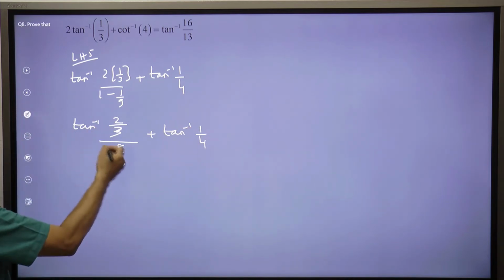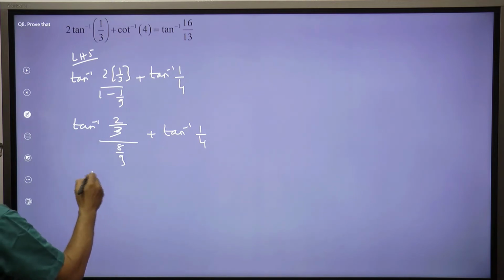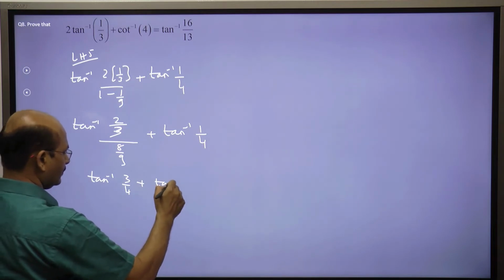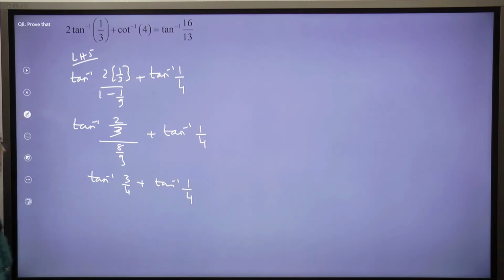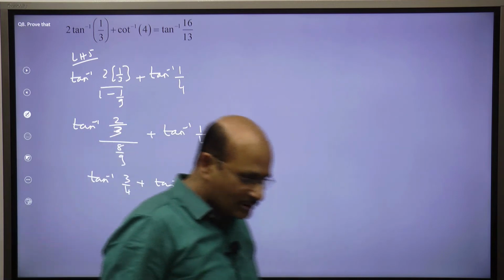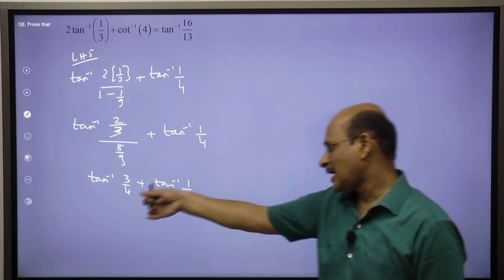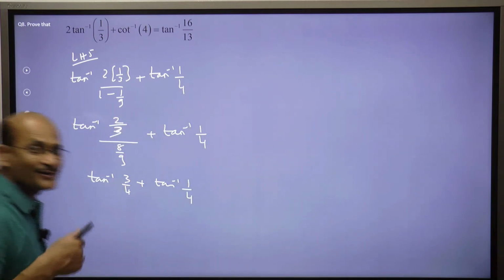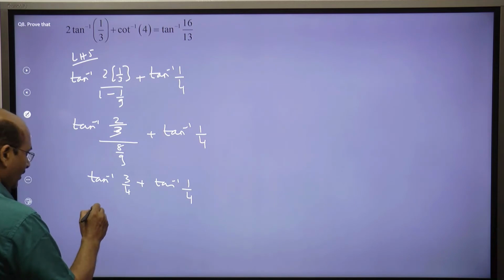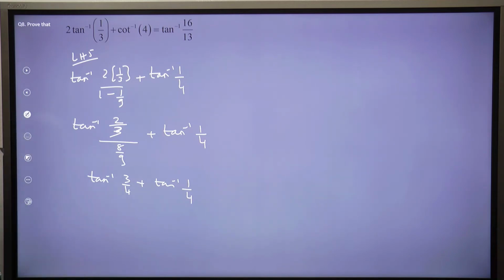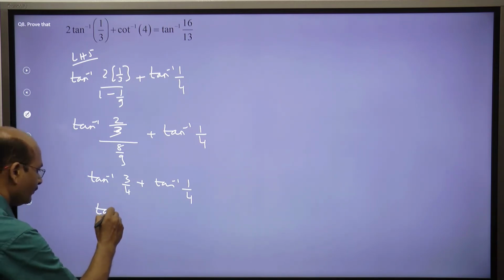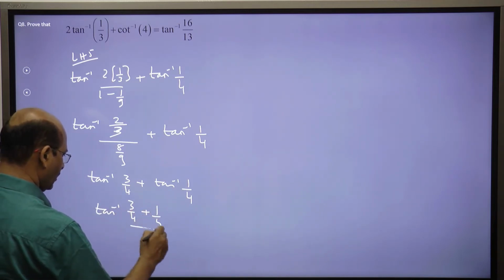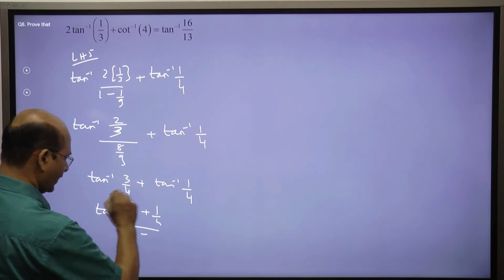So, 2 4s are 8, 3 3s are 9, so it is 3 by 4. So, this will be tan inverse 3 by 4 plus tan inverse 1 by 4. Now I pretend that I have to work out tan inverse x plus tan inverse y. So, I can do it further now. Tan inverse x plus tan inverse y, I showed you, will become tan inverse x plus y upon 1 minus xy.